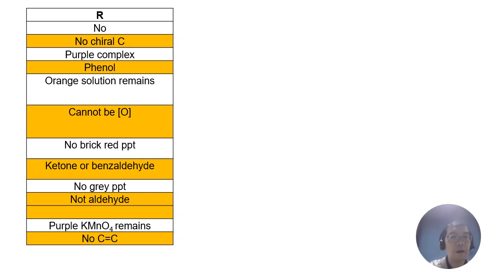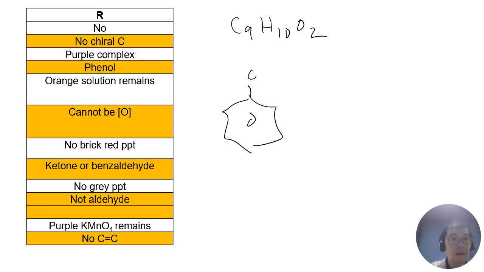Now we will solve for R. Again, we will write down the molecular formula C9H10O2. We already know that there is a phenol, so let's draw out the phenol. And the phenol will account for 6 carbon atoms, which means you have 3 more carbon atoms to play with. And one very important thing is that the Tollens test shows that it's not an aldehyde, and there is no brick red PPT with Fehling's test. So which means that it might be a benzaldehyde or a ketone.